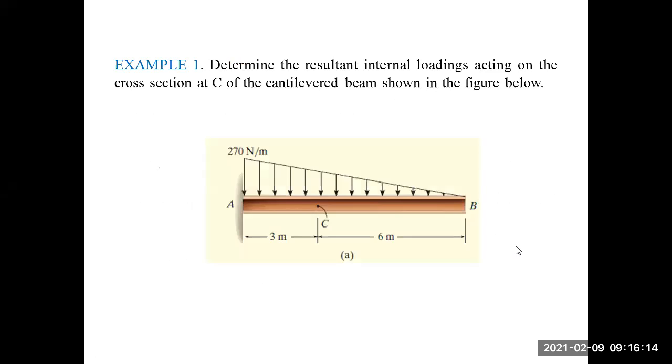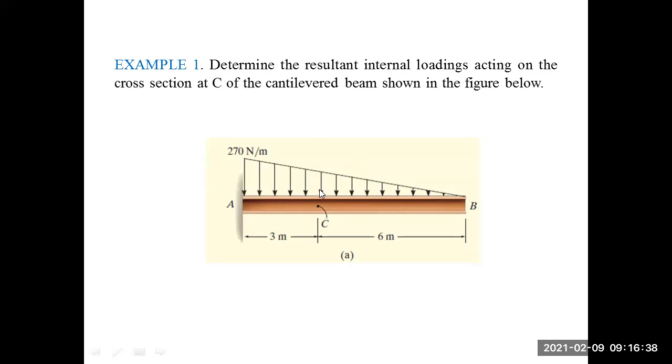Let's take a simple example: a cantilever beam with a support at A and a triangular load. What is requested here is to determine the resultant internal loadings acting on the cross section at C.